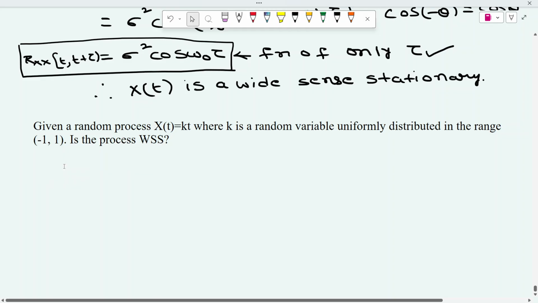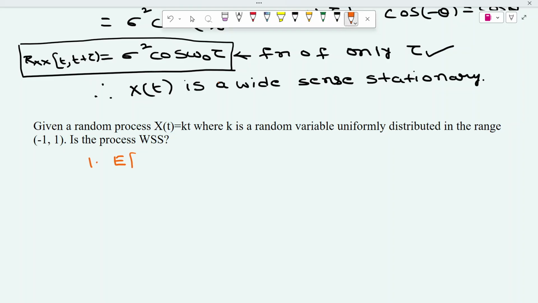So in this video we will see another example of whether the given random process is wide sense stationary or not. We have seen two problems already, so this is the third problem. How to check whether the given random process is wide sense stationary or not? We have to check two conditions.